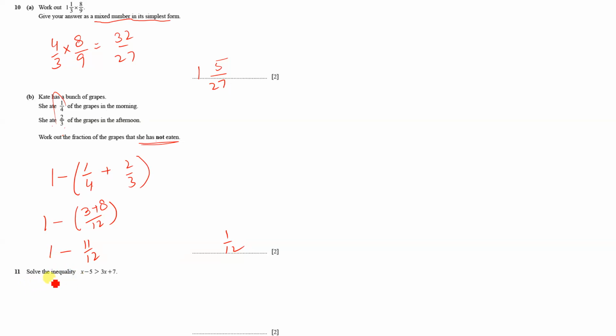Question number 11. Solve the inequality x minus 5 is more than 3x plus 7. So it can be written as x is more than 3x plus 7 plus 5, 12.